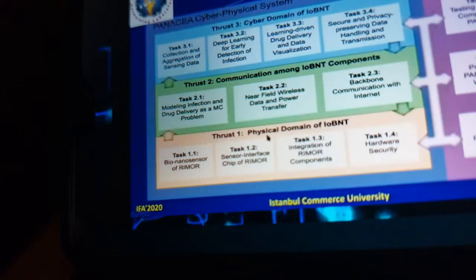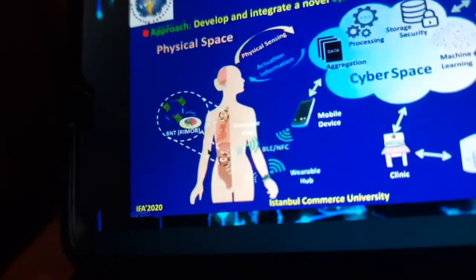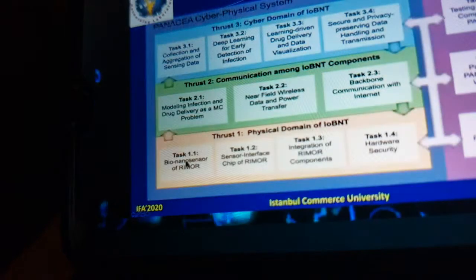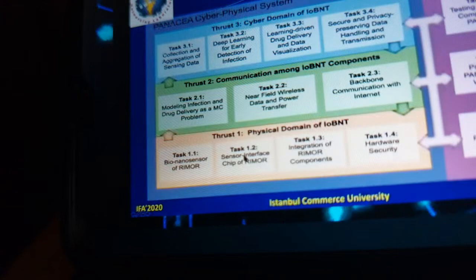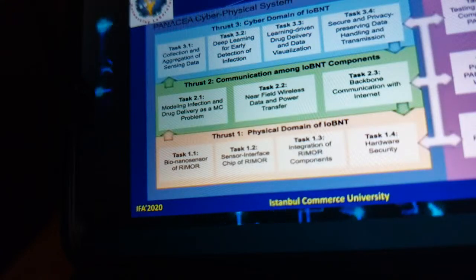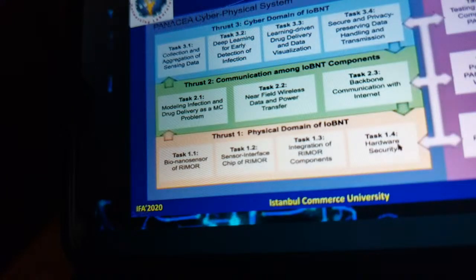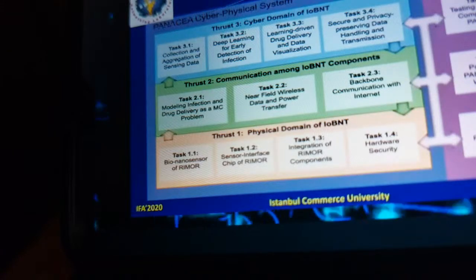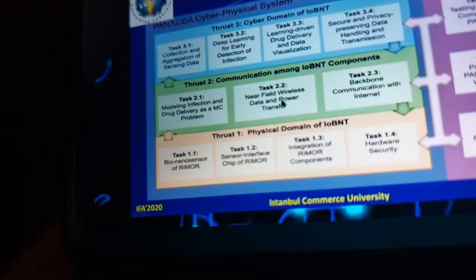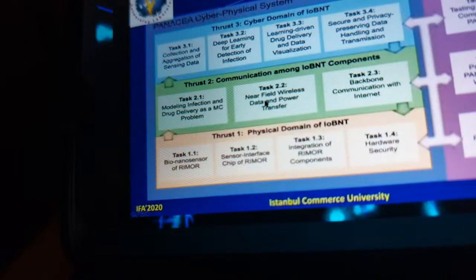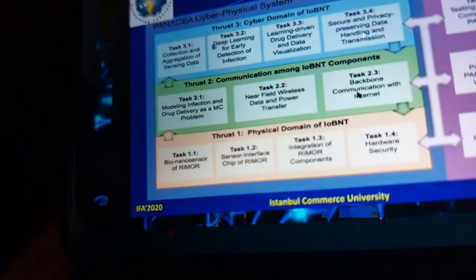You can see we have the Trust One physical domain, like this part, like hardware design. And then, of course, we have all the interfaces. You will see them, and integration of these different components of these BioNano sensors. And then also look at the physical layer hardware security, right? And then the communication among these hardware devices that we developed, like how do we model, that's more communication theory, right? Infections and drug deliveries. And then how do we realize the near field wireless and power transfer between the BioNano things and the gateway, and then from the gateway to the cell phone, and cell phone to computer science type research.